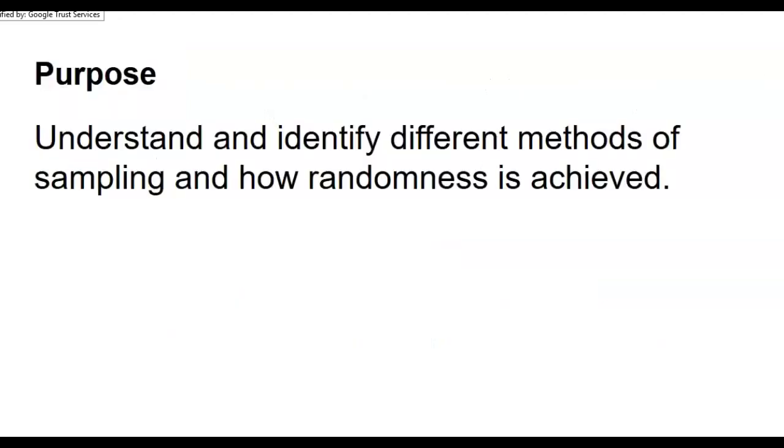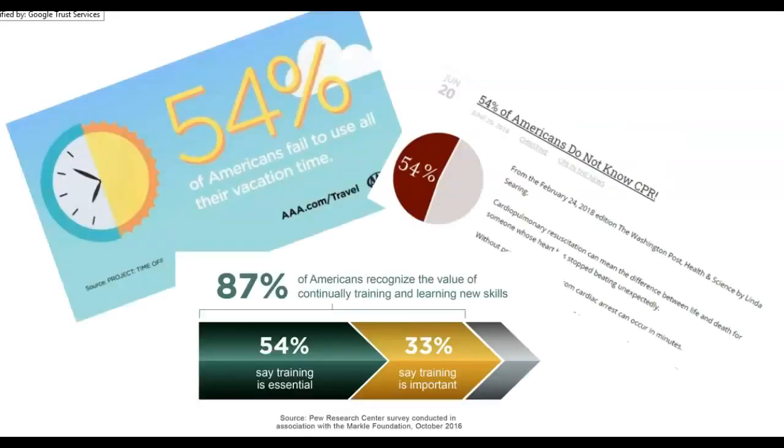This lesson is a Develop Understanding task, which is meant to introduce you to a concept, but not necessarily finalize rules or strategies. The purpose of this lesson is to understand and identify different methods of sampling and how randomness is achieved. In Lesson 4, Statistical Studies, we learned that different types of studies allow you to make different conclusions. We learned that sample surveys allowed you to generalize findings to the broader group.